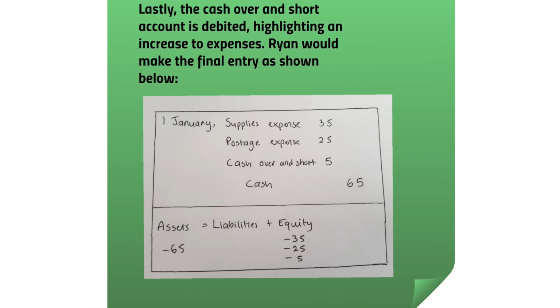In this case, the cash over and short account is debited, highlighting an increase to expenses. Ryan will make the final entry as shown below. The cash over and short account would be debited $5. Therefore, both assets and equity are deducted.